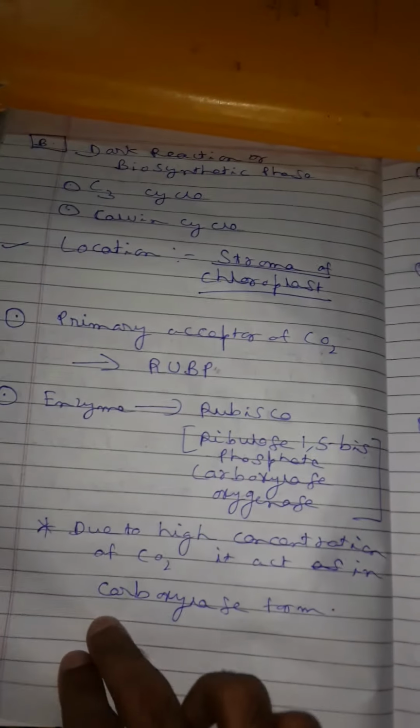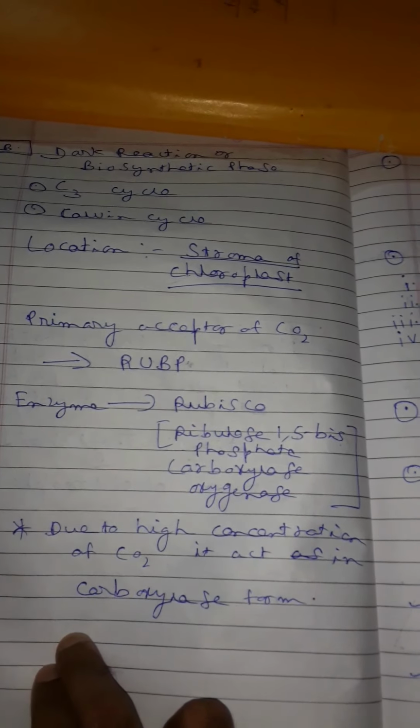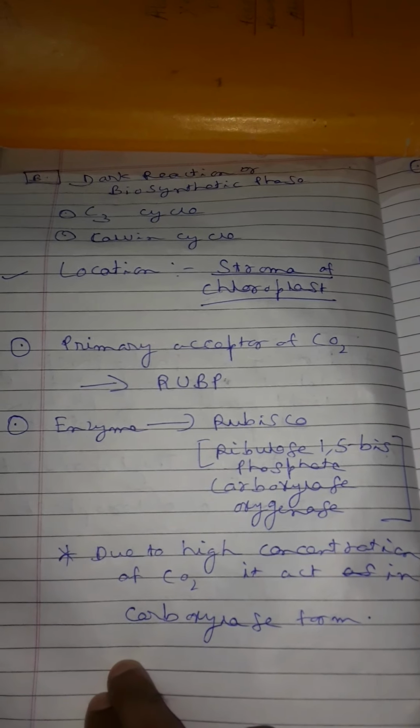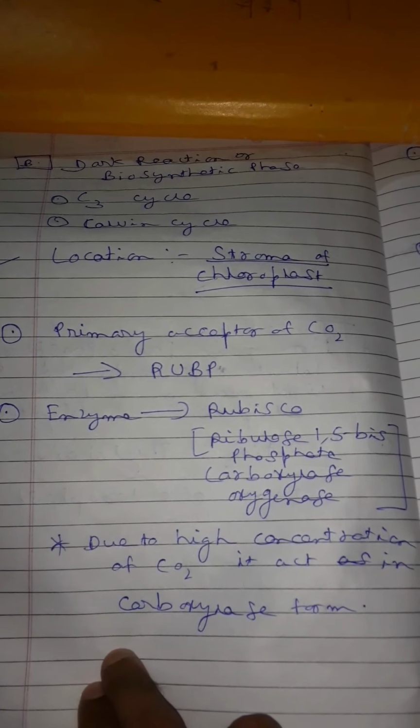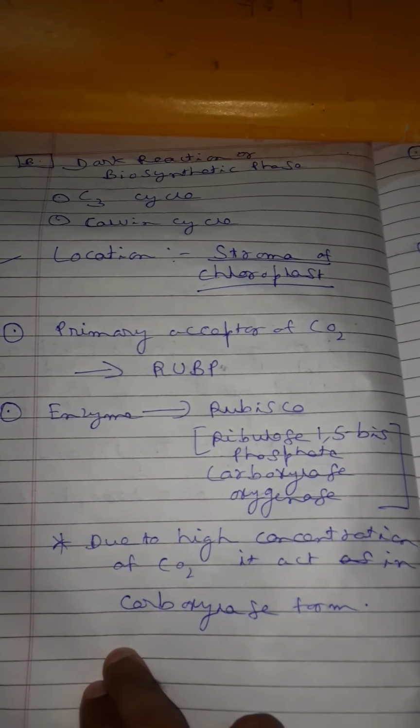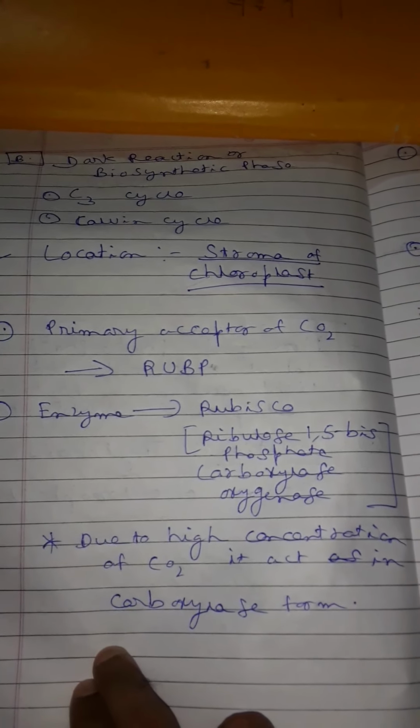Now let us come to the dark reaction or biosynthetic phase of photosynthesis. It is also known as the C3 cycle or Calvin cycle because it was discovered by the scientist Melvin Calvin. Its location is the stroma of the chloroplast.